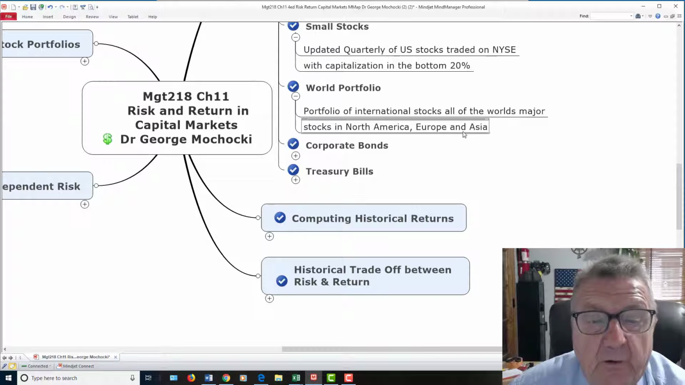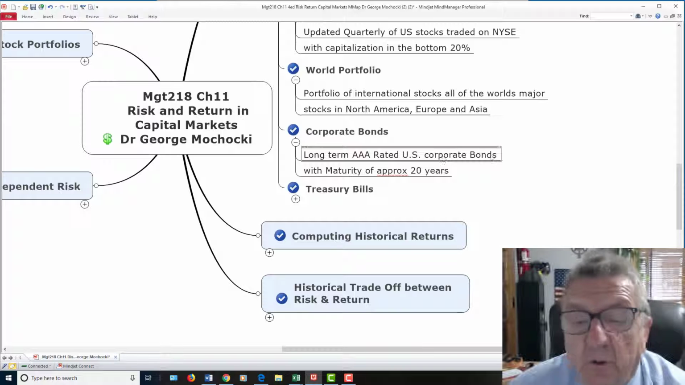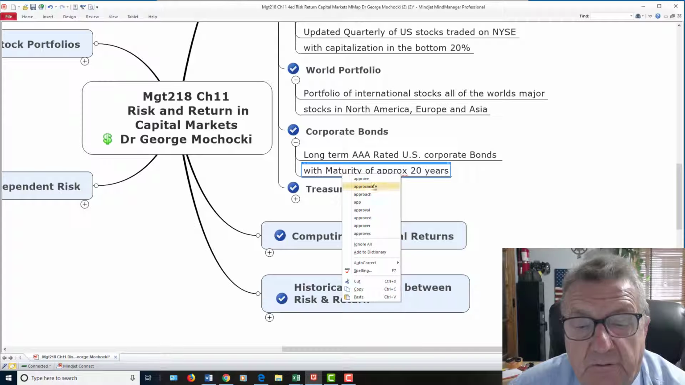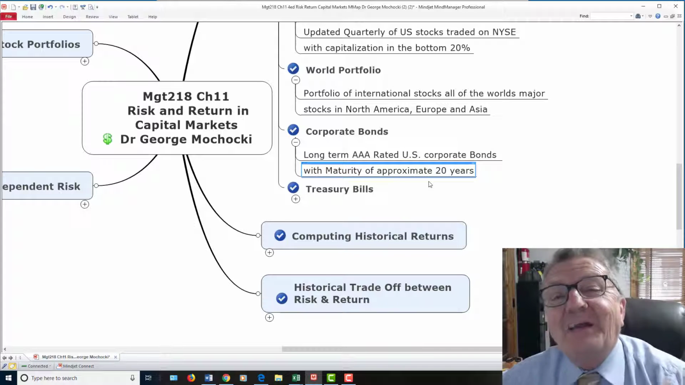Okay, corporate bonds. How are corporate bonds doing? All right, a long-term AA rating U.S. corporate bond with a maturity of approximately 20 years. Remember, I edit mine as I go.